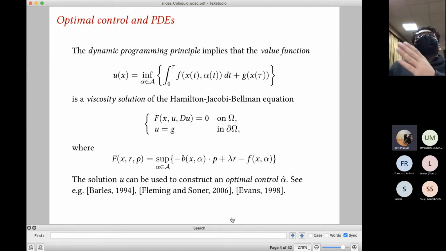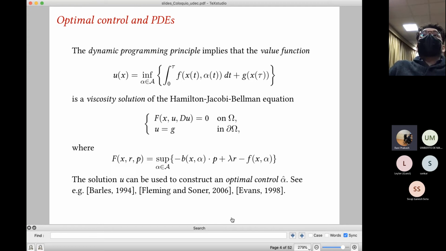The benefit of studying this higher level problem of finding u is that once we find the solution u by whatever means we can from the PDE point of view, we also have techniques to construct an optimal control. This is a classic topic, and I recommend books on the subject by Guy Barles, also Fleming and Soner, and even in classic PDE books by Evans, there's a great chapter on this. So the notion of solution we need here is the so-called viscosity solution, because in general, the function u defined as a cost is not going to be smooth enough to justify having that first derivative.